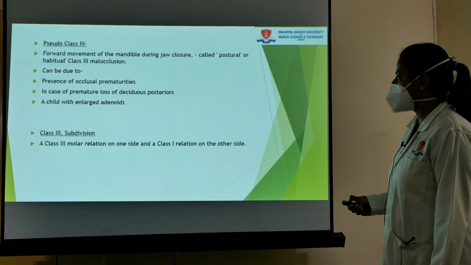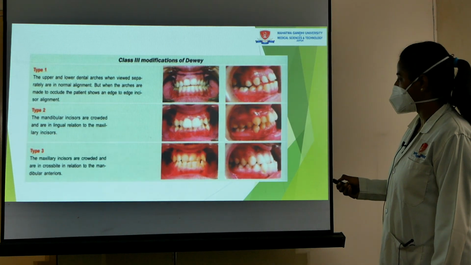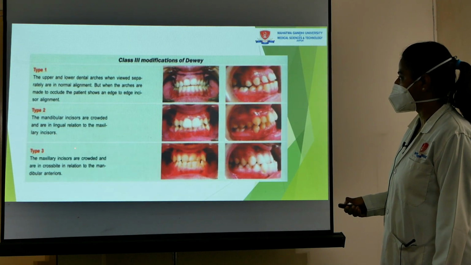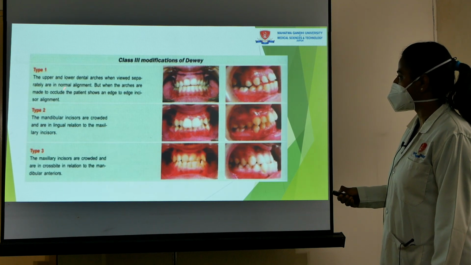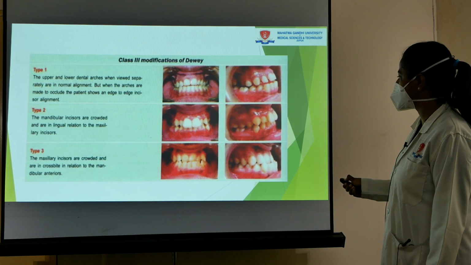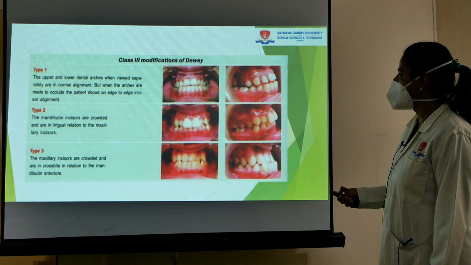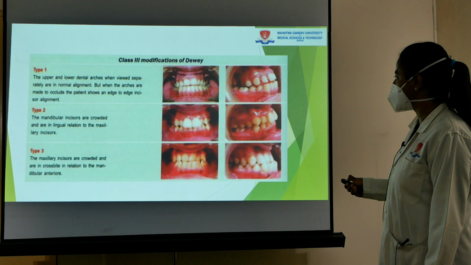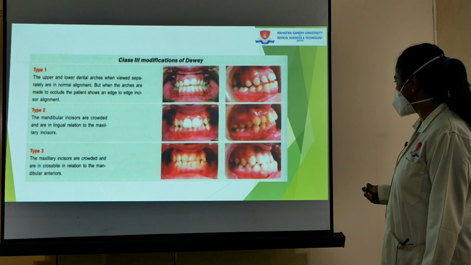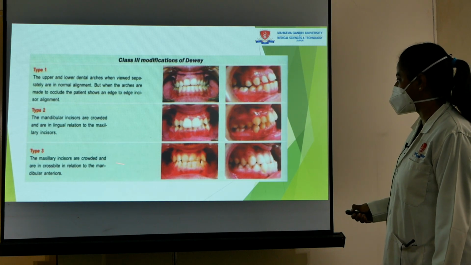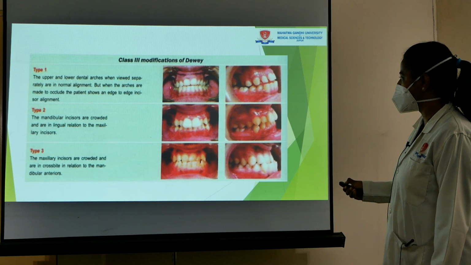Then again class 3 is of 3 types here. Type 1, type 2 and type 3. Type 1 means the upper and the lower dental arches when viewed separately are in the normal alignment. See, maxillary and mandible are in the normal alignment. But when the arches are made to occlude, the patient shows an edge to edge relationship. Then it is called as type 1. Type 2 means the mandibular incisors are crowded here and it is lingually tipped. And type 3, when there is true crossbite, then it is called as type 3 class 3 malocclusion.